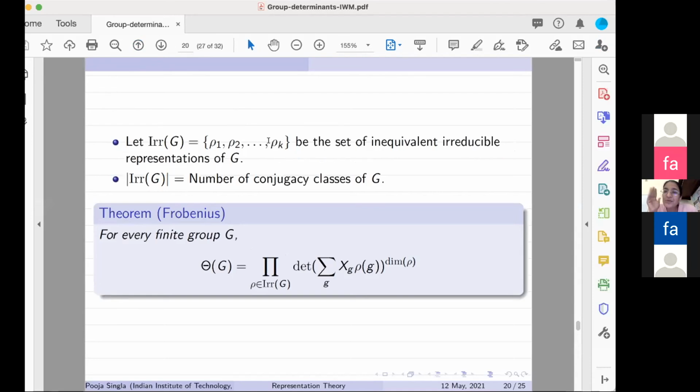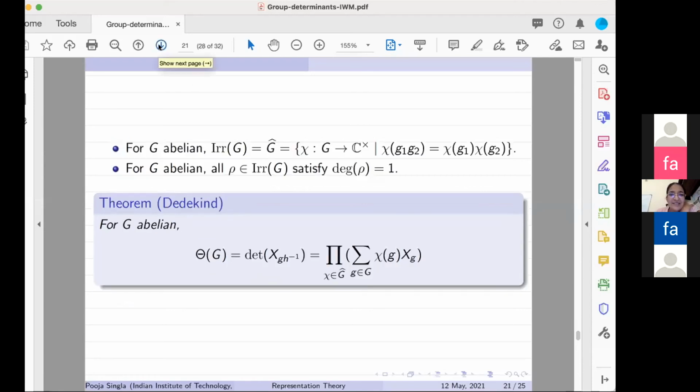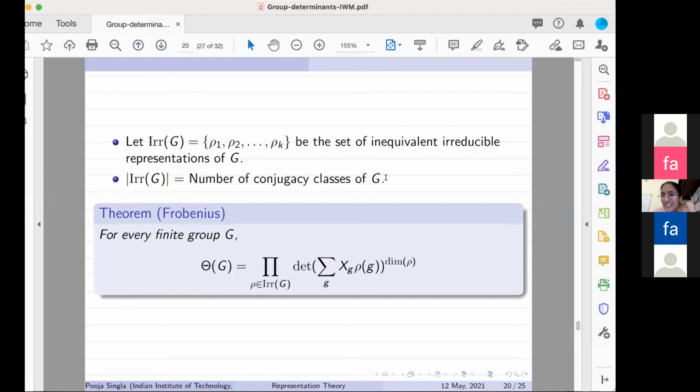That means you can't have very big dimensions. That's the first thing. The second thing is that the summation of ni square is the order of G. That's classical and known. So that gives you lots of information. Another thing you know is that the number of irreducibles is the number of conjugacy classes.